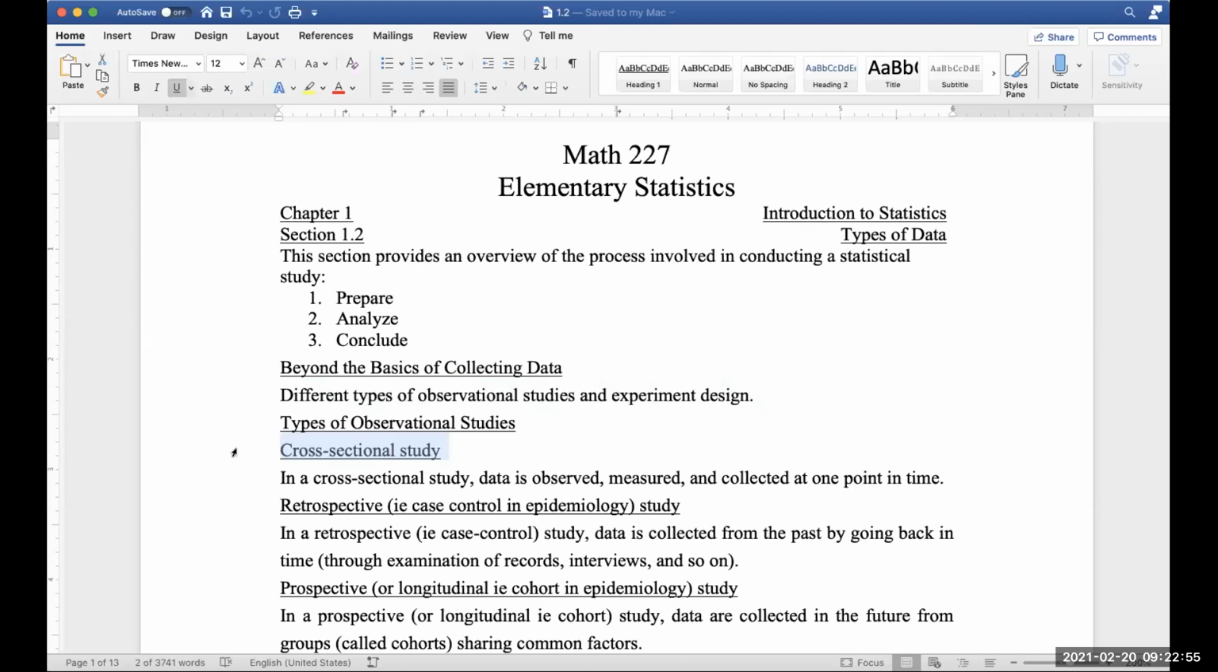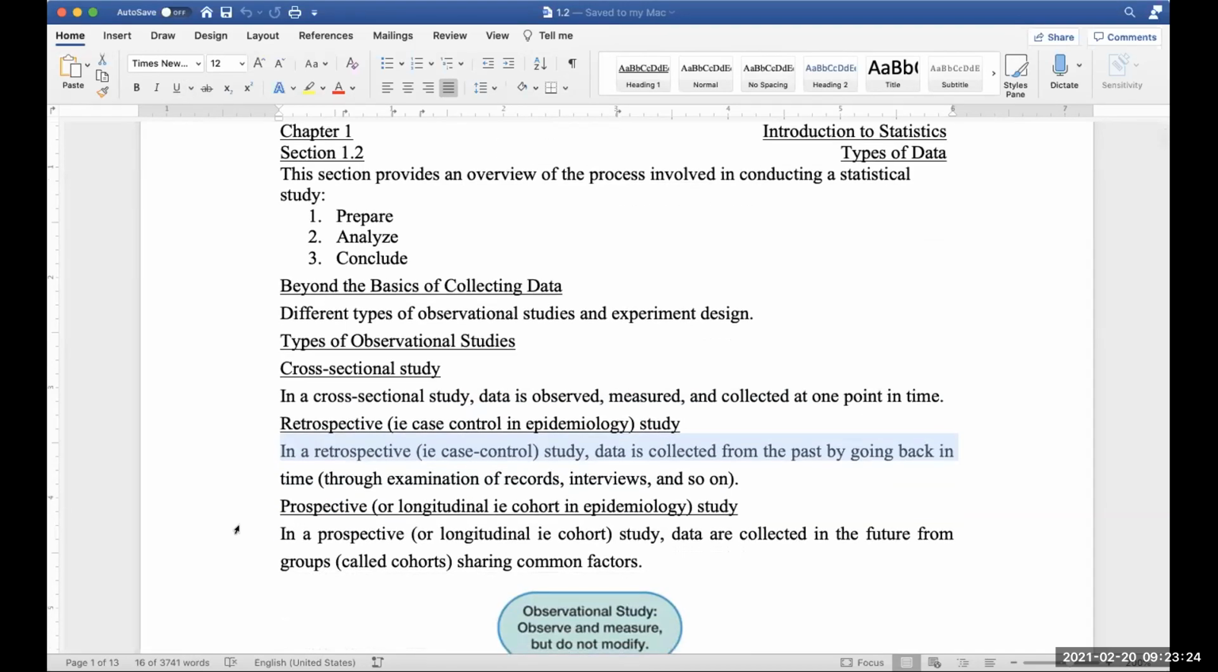So a cross-sectional study. In a cross-sectional study, data is observed, measured, and collected at one point in time. In a retrospective study, or in a case control study, data is collected from the past.